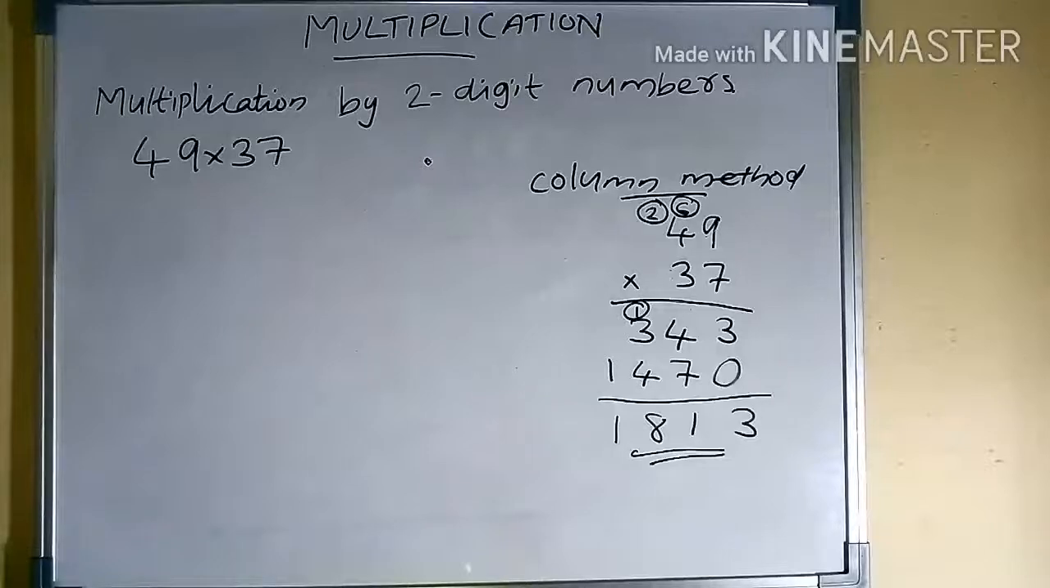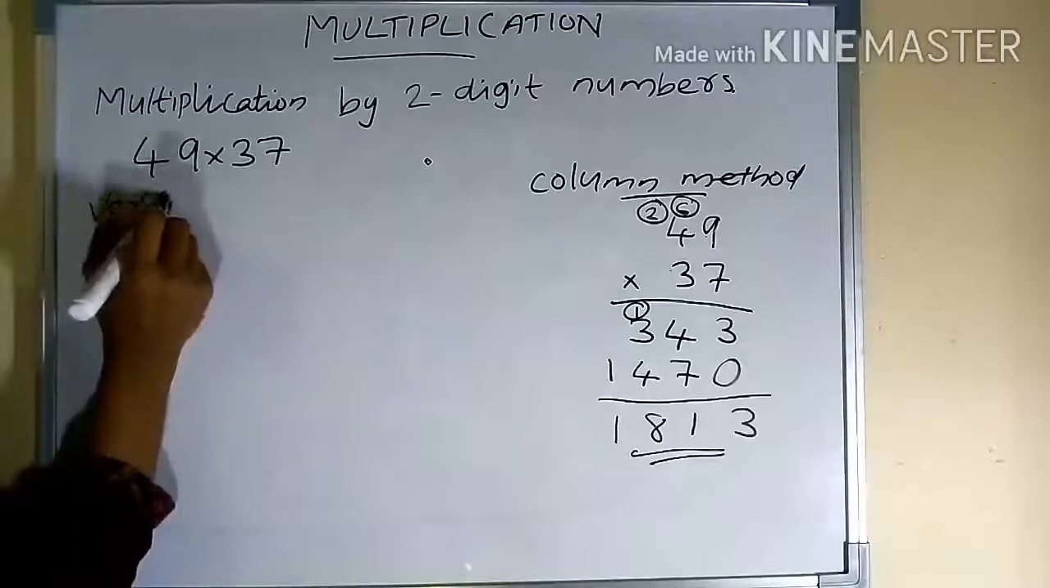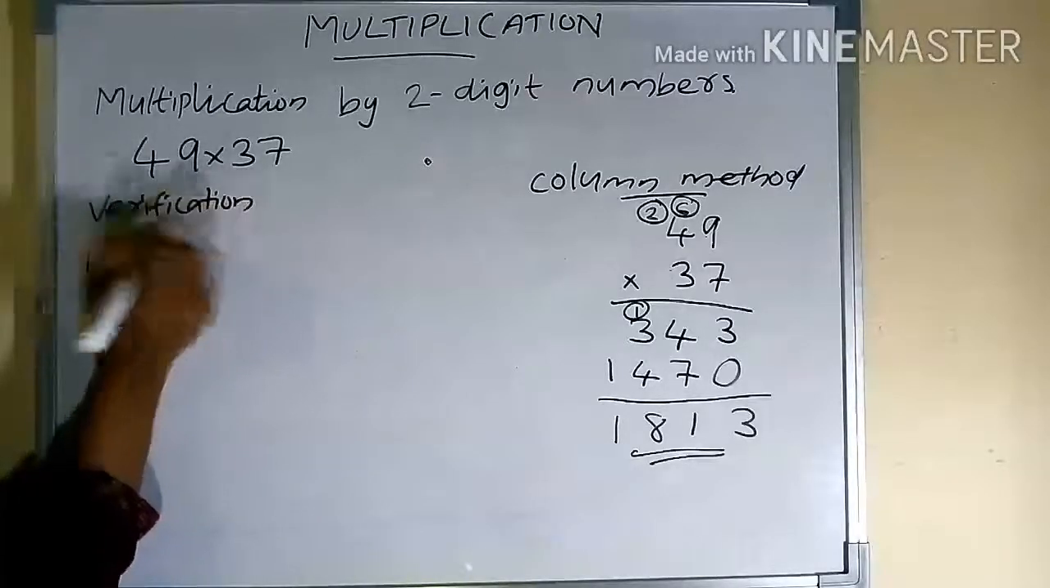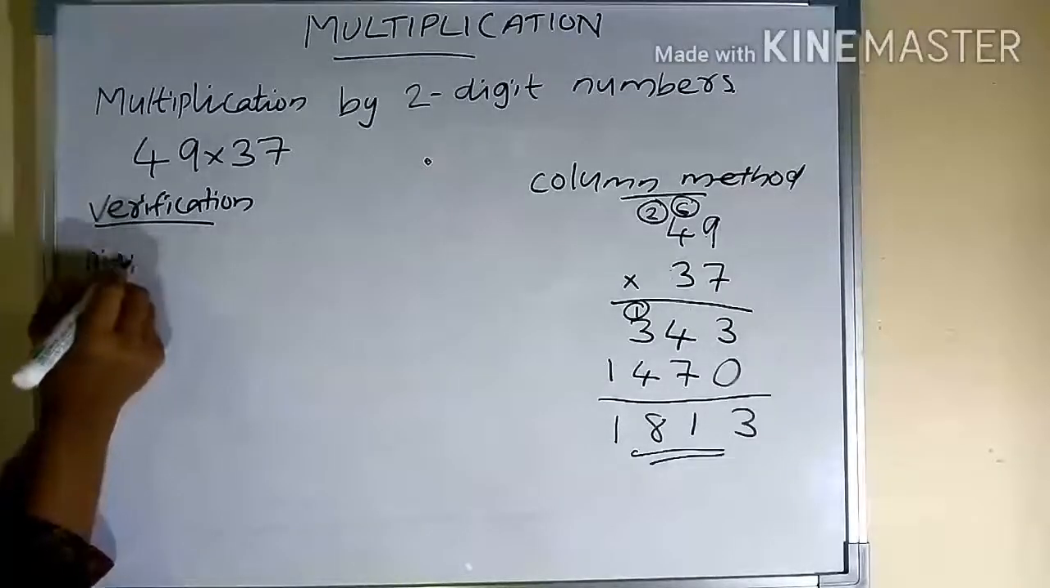Next, you can verify your answer by digit sum method. We multiplied this question by two methods, that is box type method and column method. Next, you can verify your answer by digit sum method. That is, first find digit sum of multiplicand. First we find the verification.